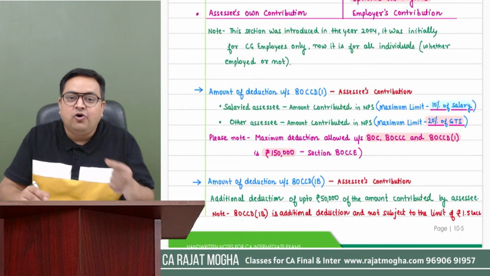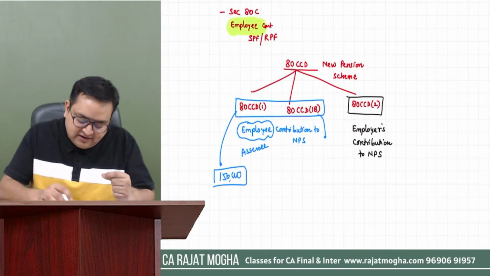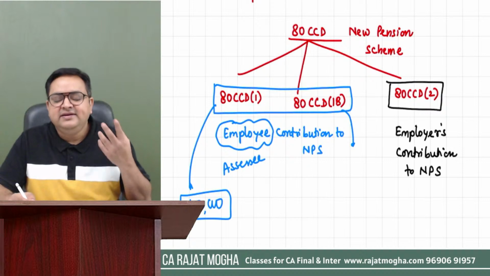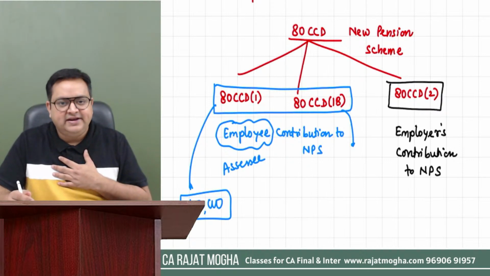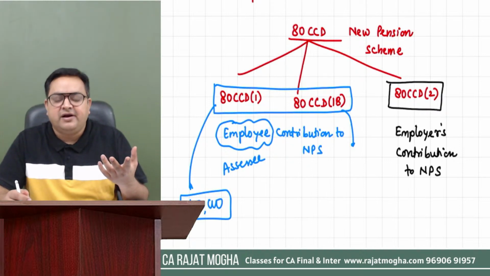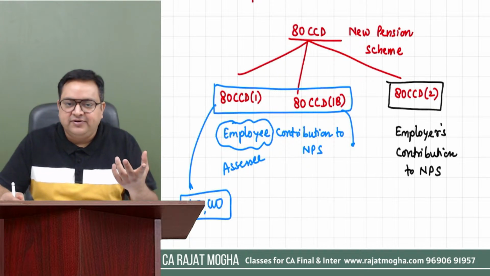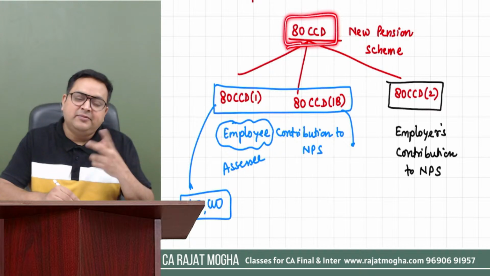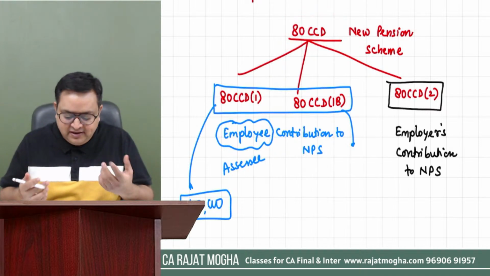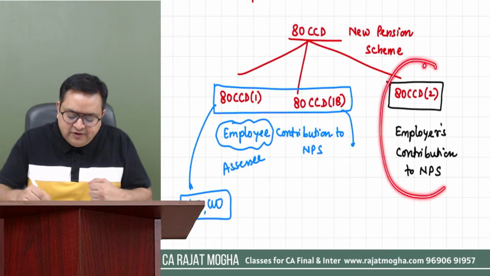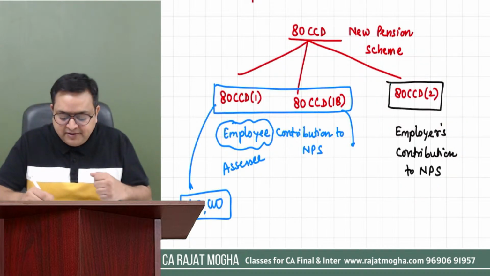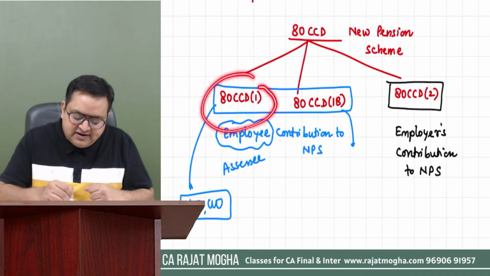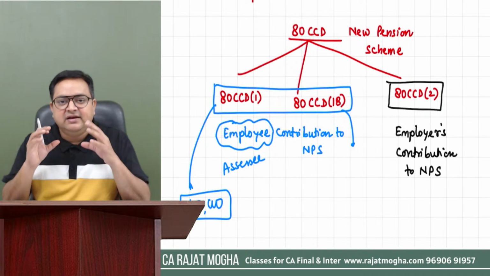If the assessee is a non-salaried assessee, can they also claim deduction under 80 CCD? Yes, they can claim. Let's say I am a non-salaried assessee, I'm not getting salary from anywhere, I have my own business and profession. In that case, can I claim deduction under 80 CCD? Yes. Sir, how much? 10% of salary, but I'm not getting any salary. First of all, 80 CCD2 will not be available for me, because I don't have any employer. Then they are giving me deduction in 80 CCD1 and 80 CCD1B.